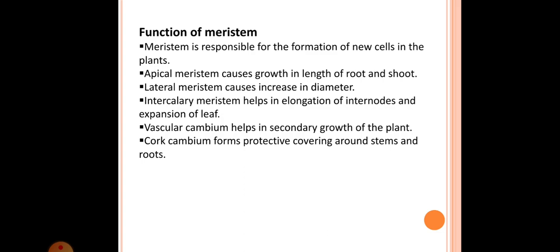Intercalary meristem helps in elongation of internodes and expansion of leaf. Next, vascular cambium helps in secondary growth of the plant. Next, cambium forms protective covering around stem and root. So this is about the classification of meristem based on their position and their function.